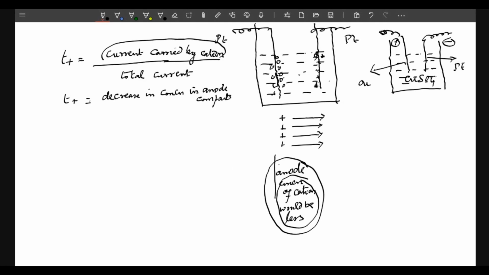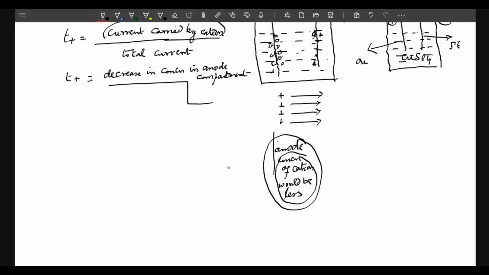How would you find this out? Before starting the electrolysis, what is the concentration that is present? And after stopping the electrolysis, what is the concentration present around the anode? You can find the difference in the concentration. The decrease in concentration in the anode compartment is directly proportional to the current carried by the cation, divided by the total current passed.